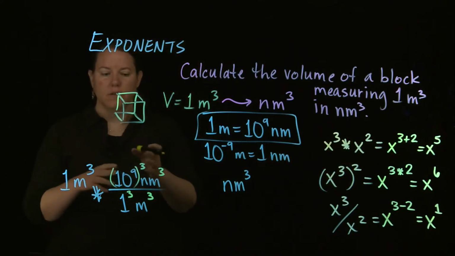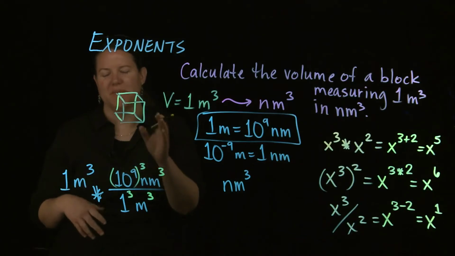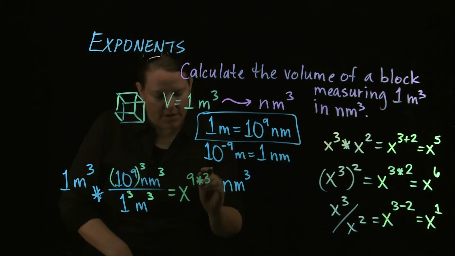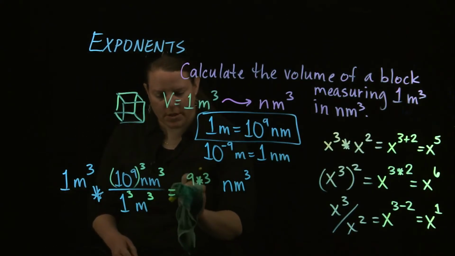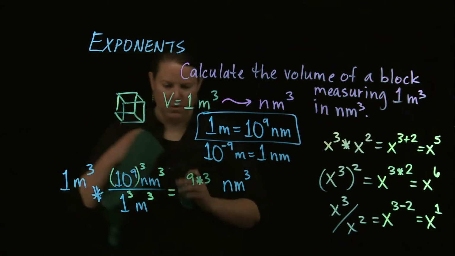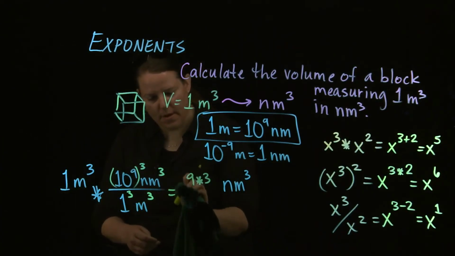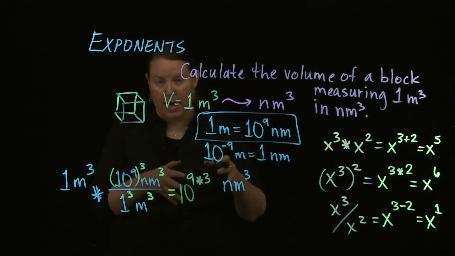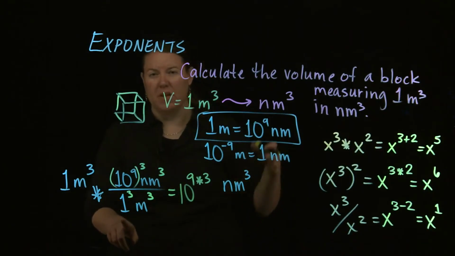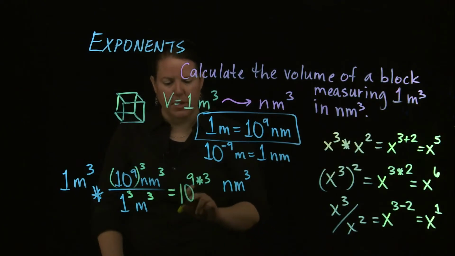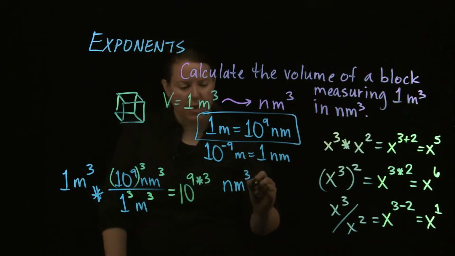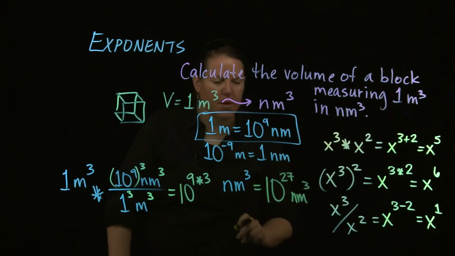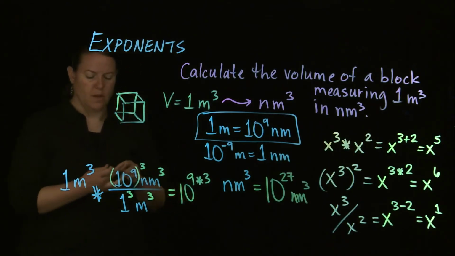I have 10 to the 9th, raised to the 3rd, which is the same as kind of saying x to the 9 times the 3rd. Actually, I should put 10 here since that's actually the number we're dealing with, right? And why am I just looking at the 10 here? Well, 1 times that is going to be the same as that, whatever it is. And 1 times 1 times 1 is 1. So I don't have to divide anything out. 10 to the 9 times the 3 would be 10 to the 27th nanometers cubed, right? All right.